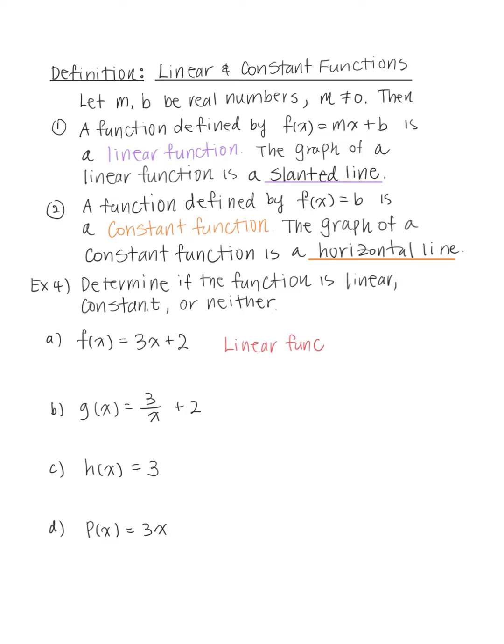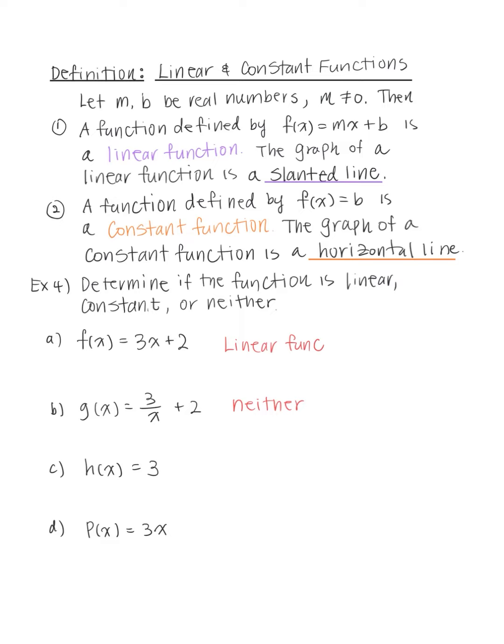Now let's look at part B. We're given g of x equals 3 over x plus 2. Now what do you think? This is neither, because this is not just g of x equals a constant, since you have a variable x appearing. However, variable x appears on the bottom of the fraction, right? So that is not of the form f of x equals mx plus b. So in this case, this equation is neither linear nor constant. So I'm just going to write it as neither.